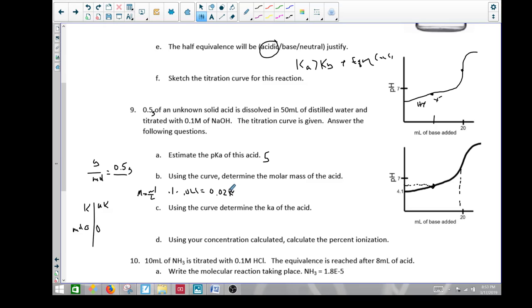Back up one second. 0.002 moles, and that's the moles of my known, which equals the moles of my unknown, and I'll put that in right here, 0.002 moles. Divide the two, and I get a molar mass. Keep in mind, the smallest molar mass I can have would be 1. 0.5 divided by 0.002, and I get 250. And that is my answer for the acid.